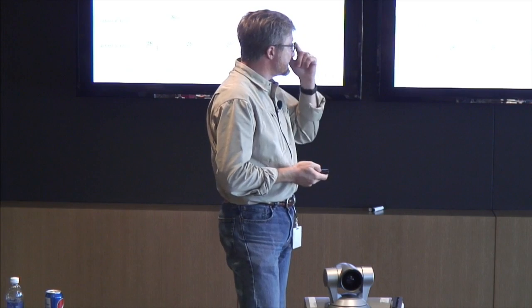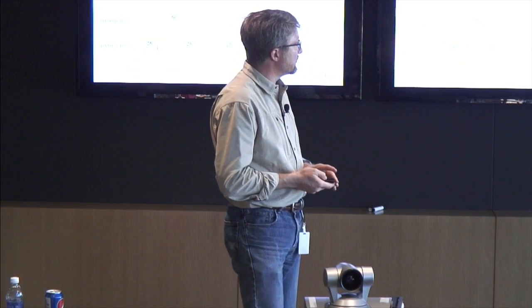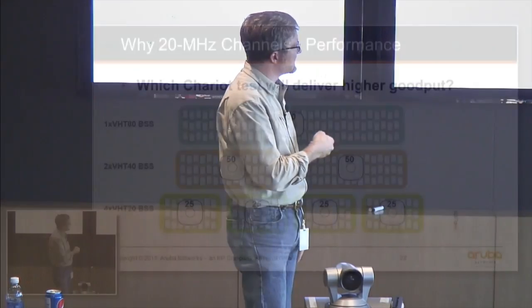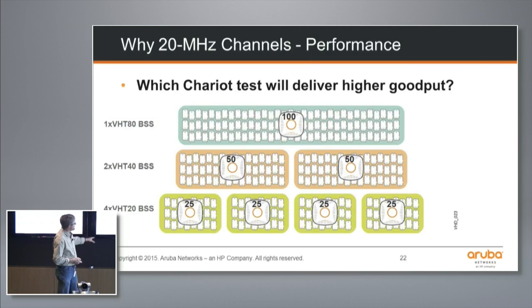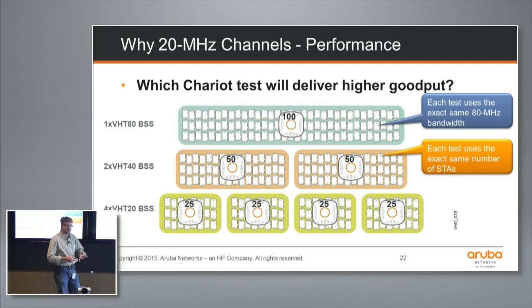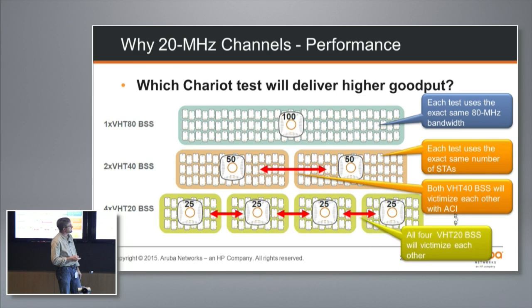And then the last reason, and some of you may have seen this from me before, but we've actually tested this. We tested 100 stations with a single 80 megahertz AP. We took that group, broke it into 2 groups of 50, and tested it with a 40 megahertz AP, and then we broke it again into 4 groups of 25 with 20 megahertz APs. Each of these tests uses the same amount of spectrum. It's channel 100 through 112, same number of stations. These last 2 tests actually have adjacent channel interference to worry about, as opposed to the first one. So these are actually harder tests.